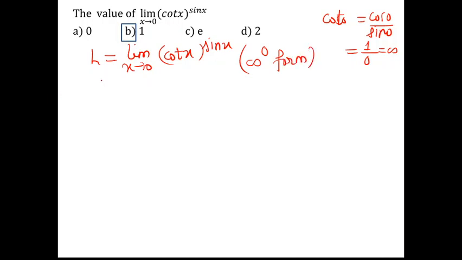Now, this is an exponential form of indeterminate form, right? These types of indeterminate forms can be solved easily by taking the log. So we will take log on both sides, and as log and limit both are linear in nature, linear in nature means they can be interchanged. So we can write log of limit as limit of log. So we have the limit of what? Log of this entire thing. So that gives me sin x into log of cot x.